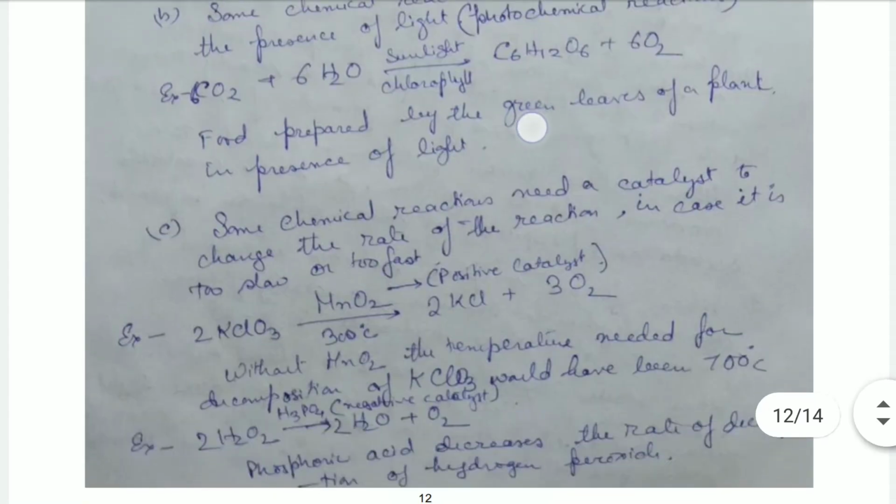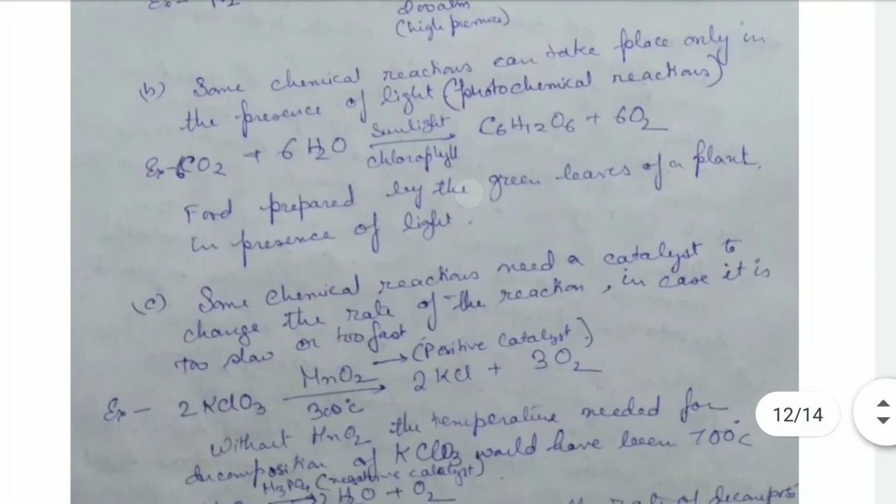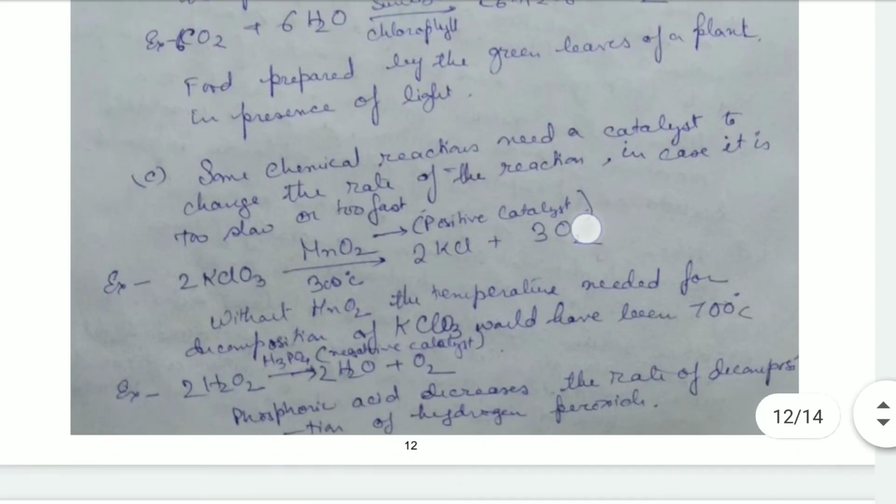Now another is catalyst. In presence of catalyst, a chemical reaction takes place. So some chemical reactions need a catalyst to change the rate of the reaction in case the reaction is very slow or very fast. When it is making the reaction fast, then it is a positive catalyst, and the catalyst which is making the reaction slow, because the reaction is too fast, is a negative catalyst. So first, we come to the positive catalyst.